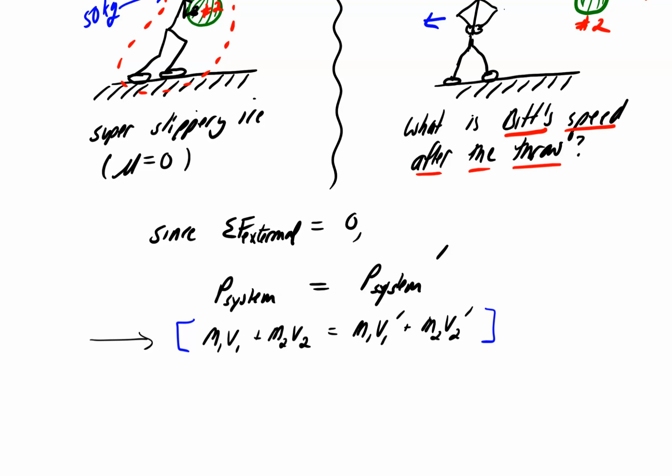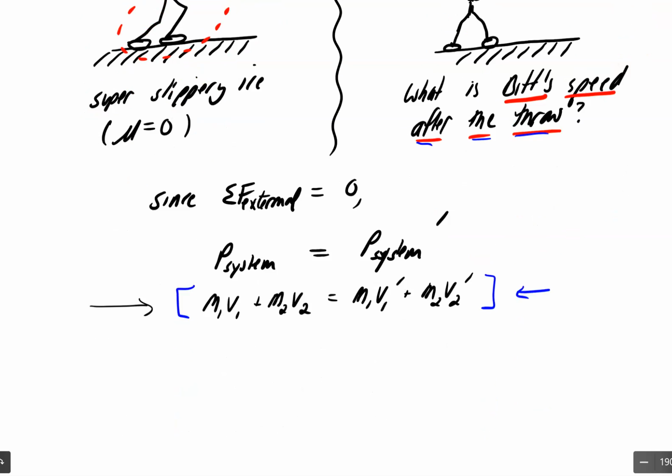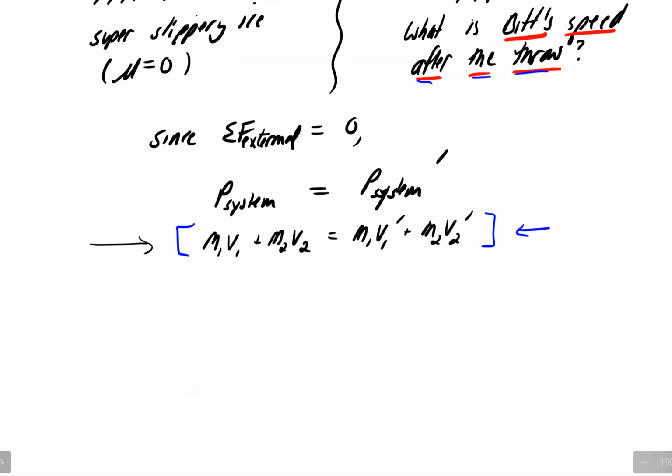Well, let me step back one bit, because where's the answer here? In this equation that we're looking at right here, what is the answer and what am I looking for? It is Biff's speed after the throw, and he's number 1. So this is what I'm after. This is the answer, right? If I can solve for V1 prime, that's my answer.